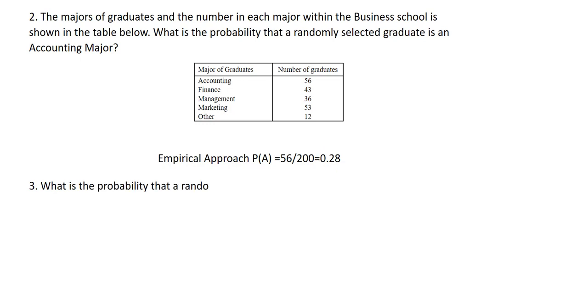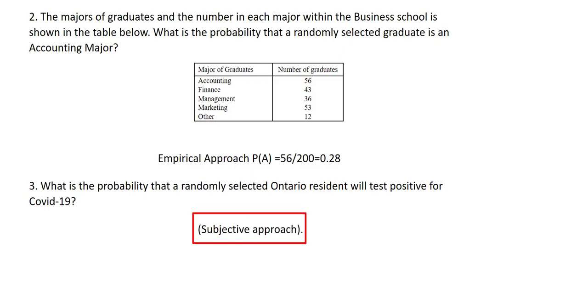Next, we look at the question, what is the probability that a randomly selected Ontario resident will test positive for COVID-19? In this case, we are going to be using what we call the subjective approach. Now, this is just going to be based on an educated guess or based on observation. For example, we know that some areas are considered to be hotspots and data is being recorded from time to time. So to be able to determine this, you have to use an educated guess and the approach will be considered to be the subjective approach.